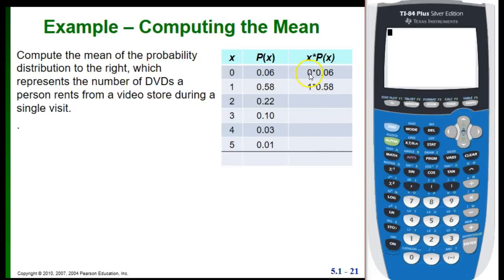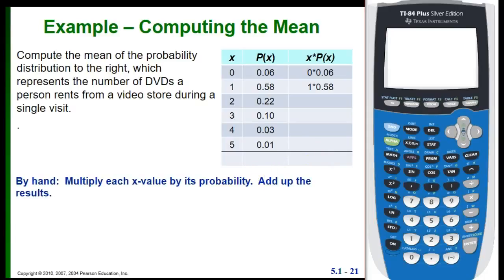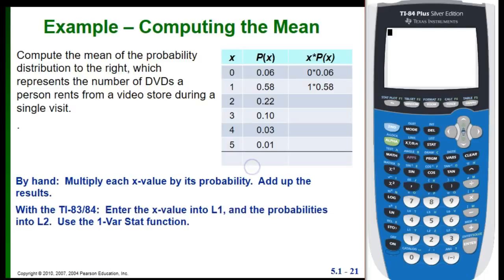So over here I already have 0 times 0.06 and 1 times 0.58. We would calculate the rest of those values and then add up the results, and that would give us our mean. So again, to do this by hand, you just multiply each X value by its probability and then add up the results. Now we also want to look at how to do this with your graphing calculator.